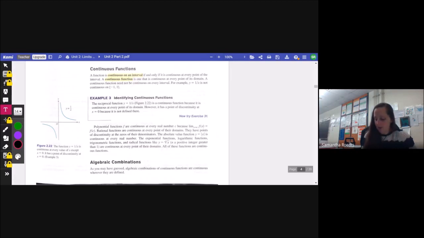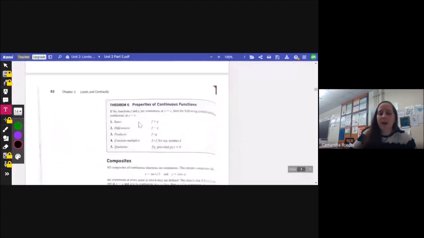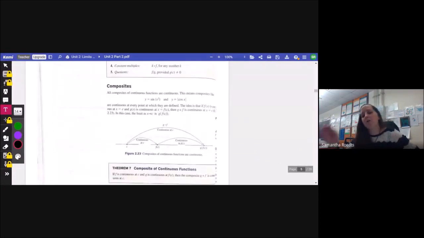Algebraic combinations. As you might have guessed, algebraic combinations of continuous functions are continuous wherever they are defined. So basically, if I have two continuous functions, I can add them together, subtract them, multiply them, multiply them by a constant, or divide them, provided, of course, that g of c does not equal 0. Okay. I can also do composite functions. So all composites of continuous functions are continuous.